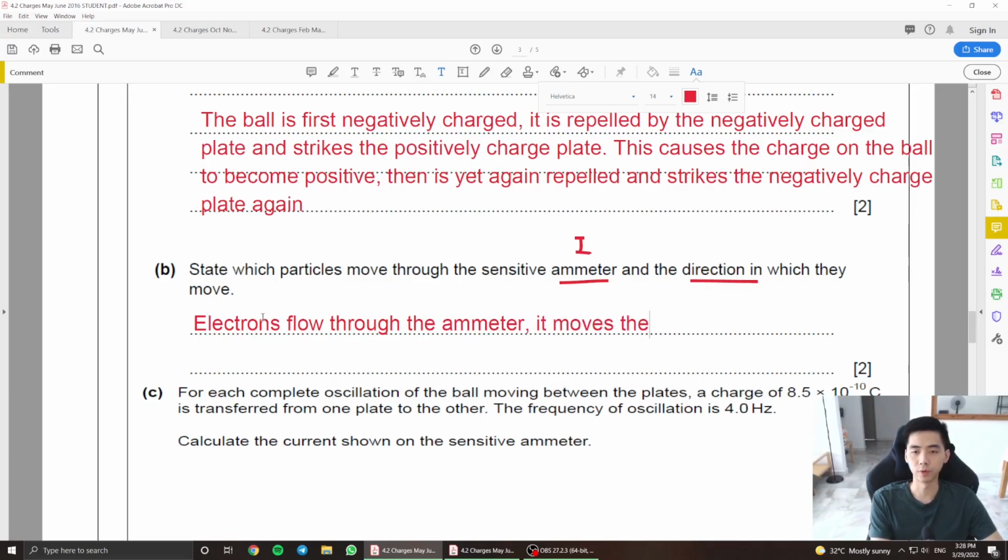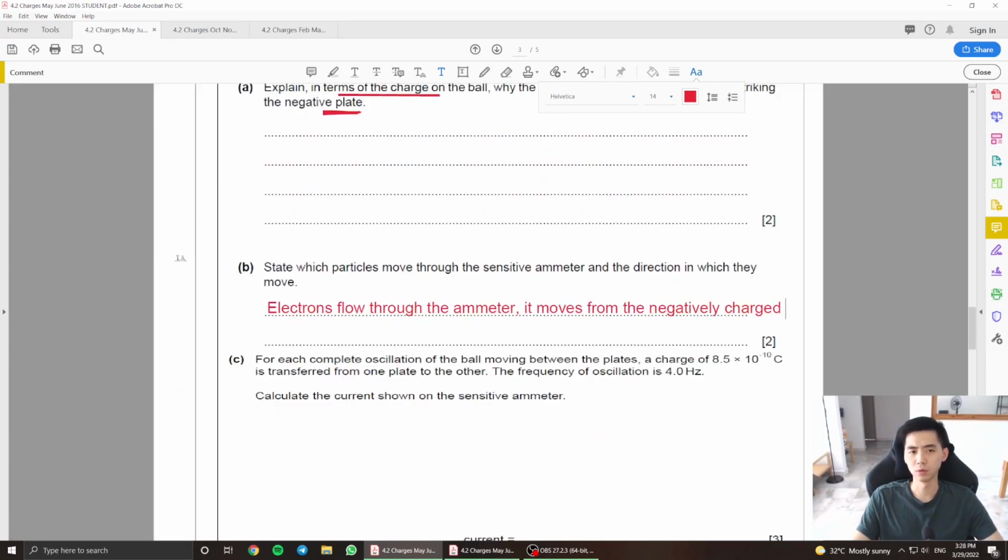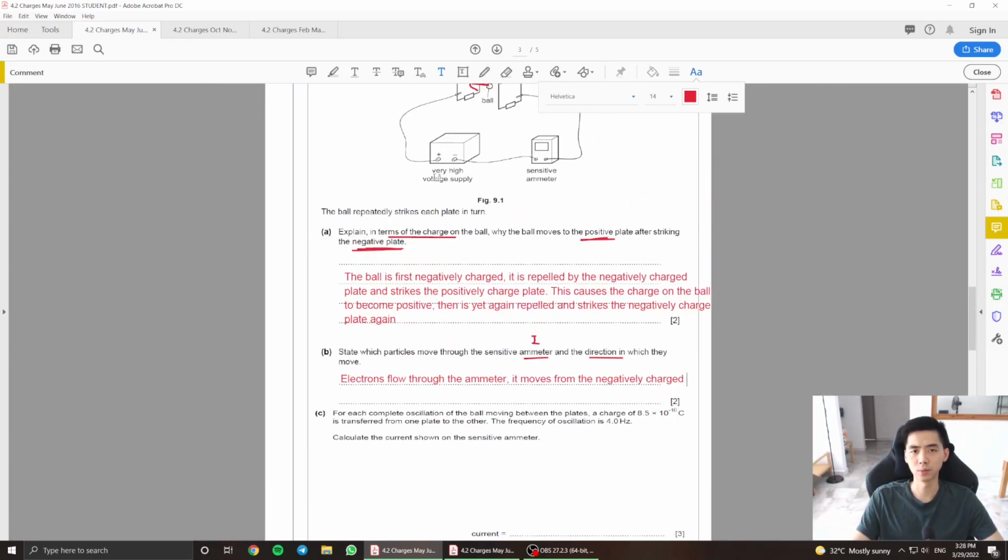It moves from the negatively charged, what's it called? Negatively charged power supply. From the negatively charged power supply, not negatively charged power supply, it moves from the negative terminal to the positive terminal. Okay.